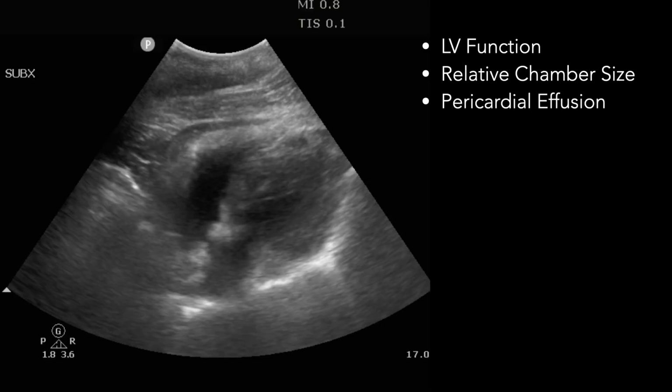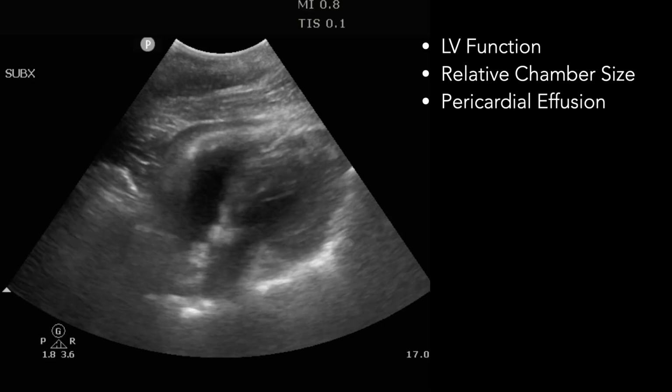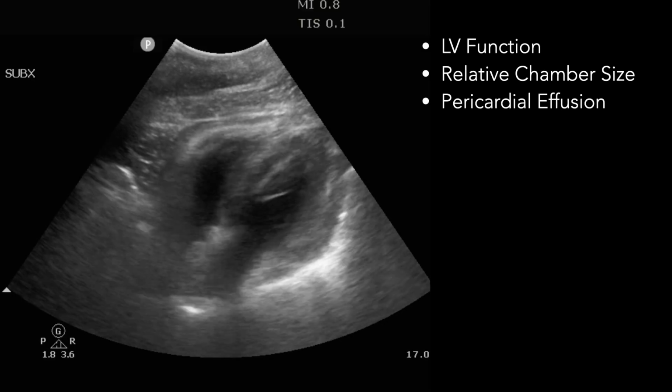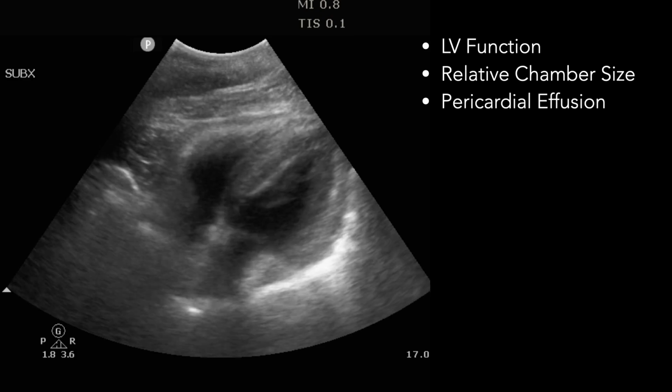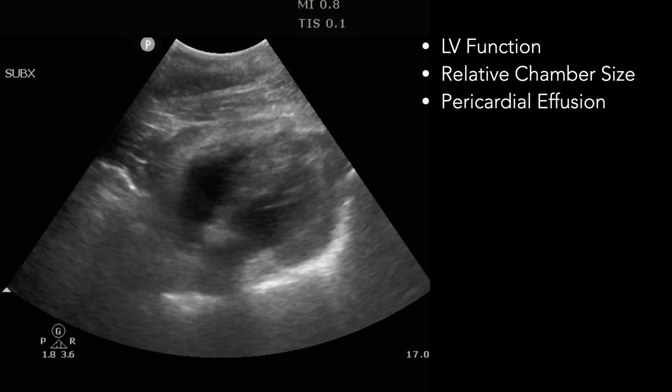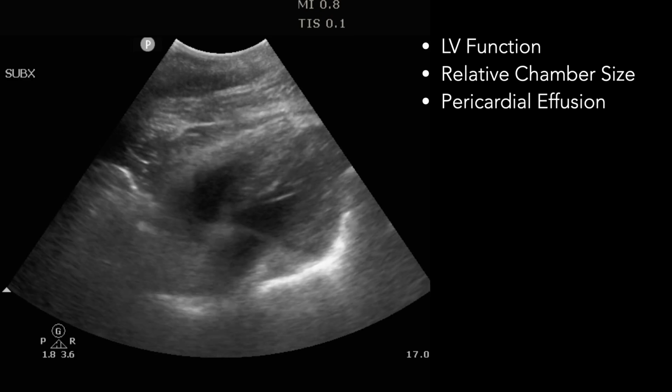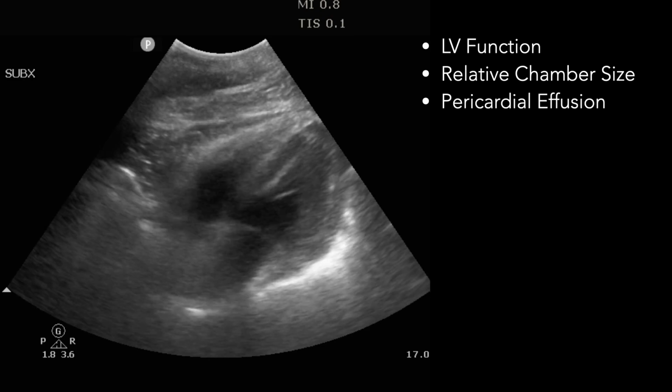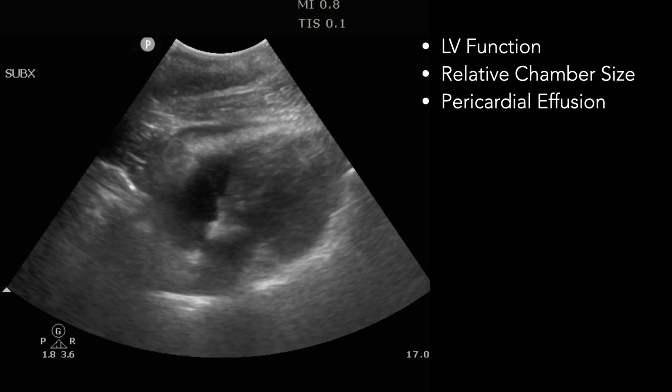And so, what does it do well? It shows you LV function, relative chamber size, looks a great view for pericardial effusion. And it's a good view to have in your toolbox, because when the patient gets sick, right, especially when you're in cardiac arrest, this is the window that's going to be accessible to you, right?